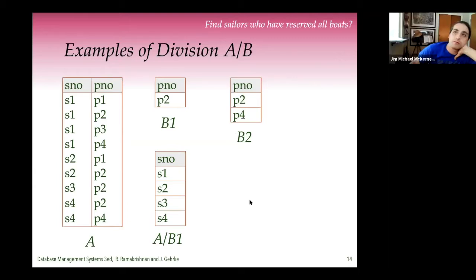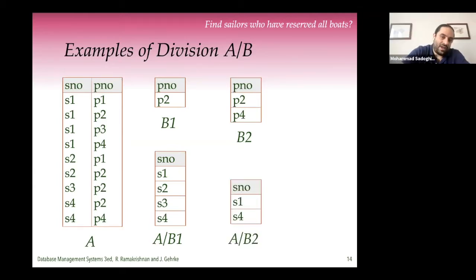S1 and S4, yeah, because S2 only has P2 and it doesn't have P4. And the fact that S1 has P3 doesn't really change anything here because this is what we are dividing it by.